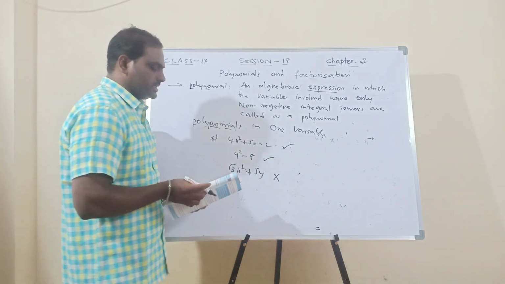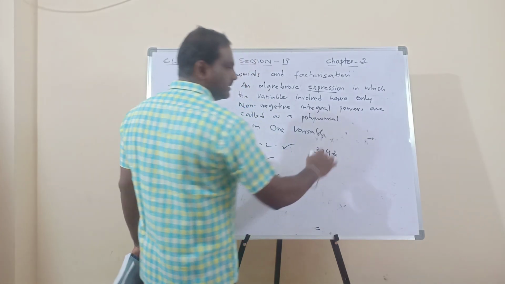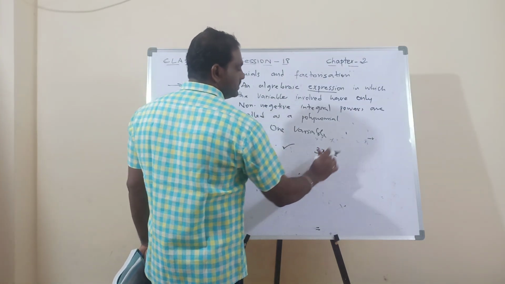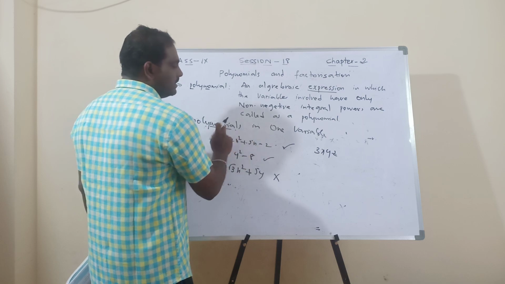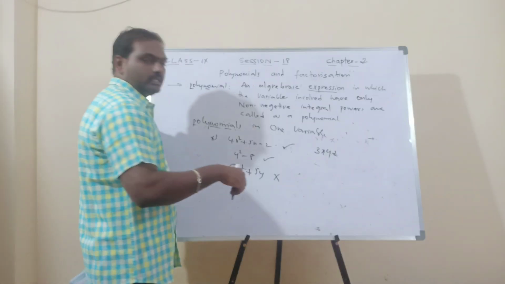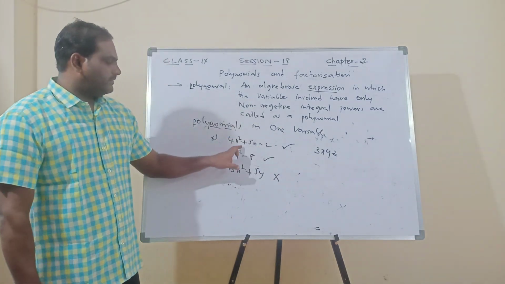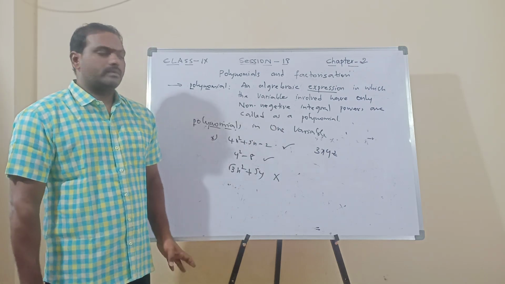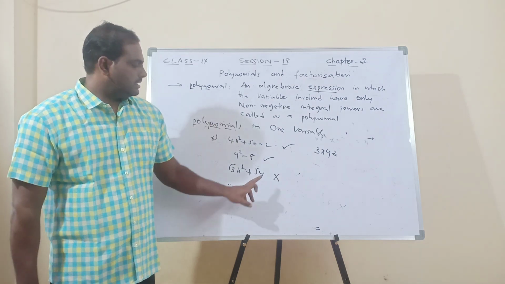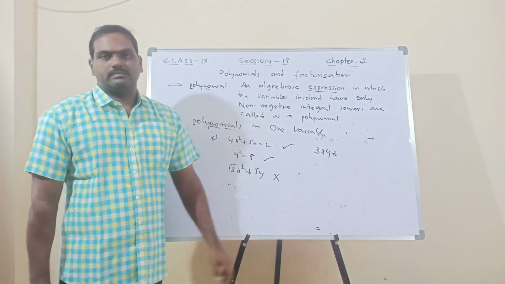Got it? Next, 3xyz. Look at this. Is it a polynomial or not? Yes, it's a polynomial, but it is a polynomial in 3 variables. What is the condition we require? Polynomial in one variable. So therefore, this is a polynomial with 3 variables. This is the difference. I have given 4 examples. In the first 2 examples, all are polynomials, and these 2 are polynomials in one variable. This is a polynomial in 2 variables, and this is a polynomial in 3 variables. Okay.